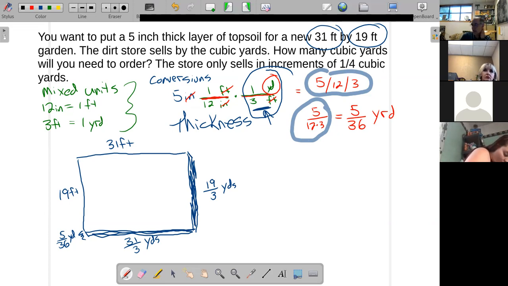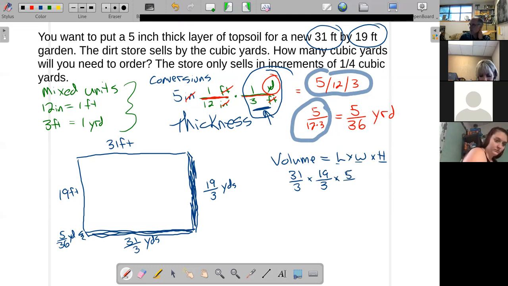And then basically I've got this big box of dirt. And so I need to know how much dirt is in there. And that's the volume of a box. And the volume is just length times width times height. And then your length, width, and height have to have the same units. So that's why I made everything into yards. So that means my length is 31 over 3 times my width, which is, let's say, 19 over 3 times my thickness, my height, which is 5 over 36.